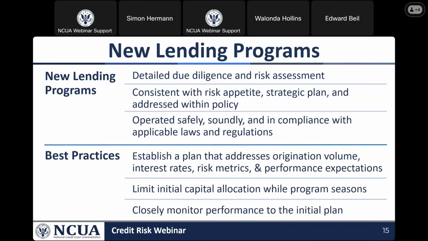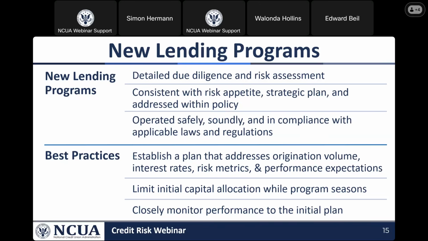Credit union boards of directors need to remain particularly well informed about the status of new loan programs that the credit union has implemented. The NCUA frequently receives questions from credit unions that are interested in a new lending program or partnering with a third party to originate or acquire loans through new or novel channels. A best practice is to conduct a thorough risk assessment and due diligence before starting any new lending program.